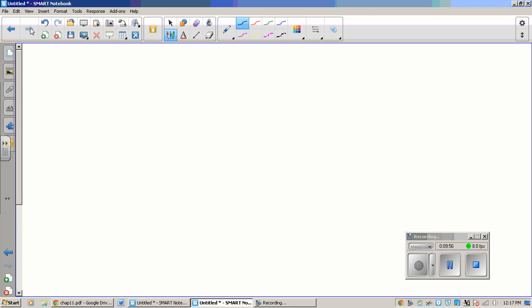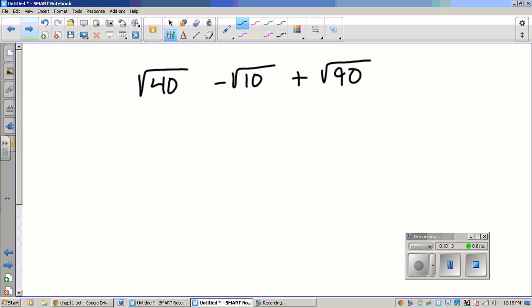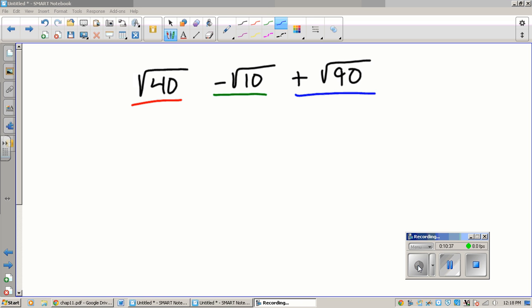Let's do radical 40 minus radical 10 plus radical 90. Okay? Now you can't just add those across, but what you do need to do is find the simplest form of radical 40, negative radical 10, and radical 90. So go ahead and use prime factorization to get these three in simplest form. So if you haven't pressed pause, do so and do that. Anyway, I am going to continue on.